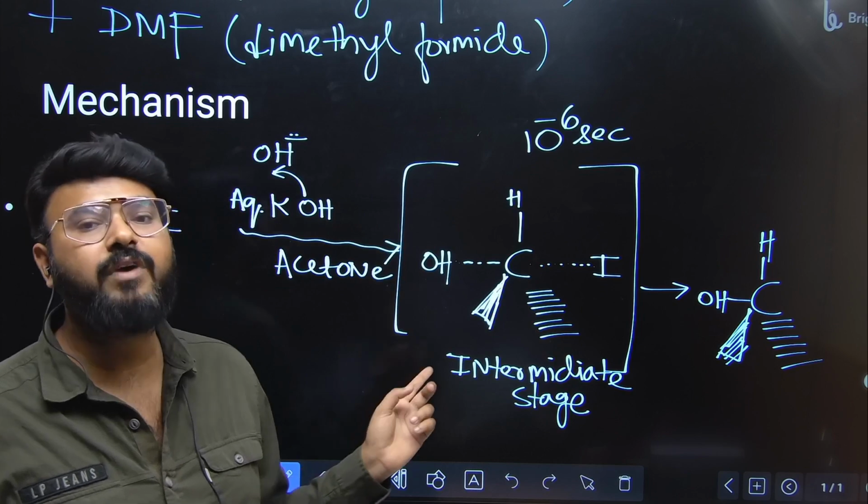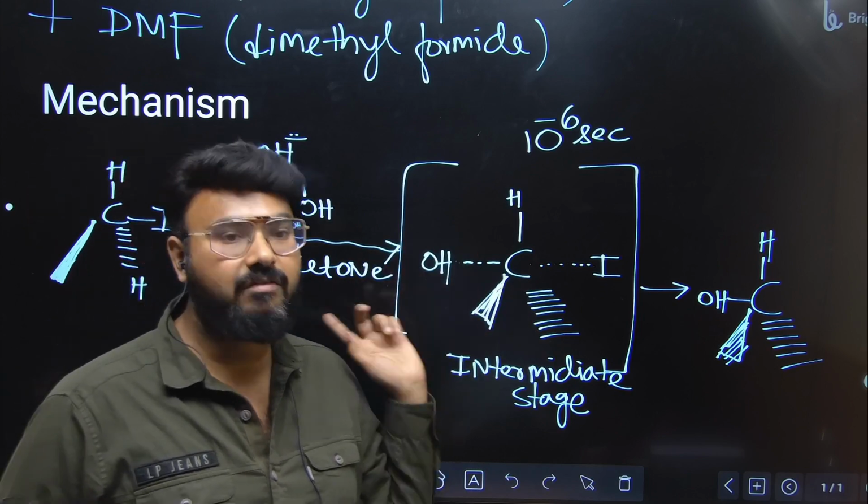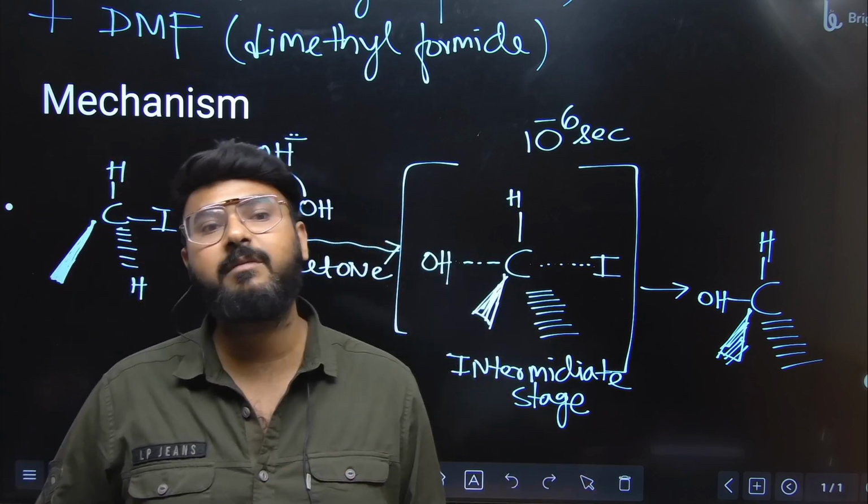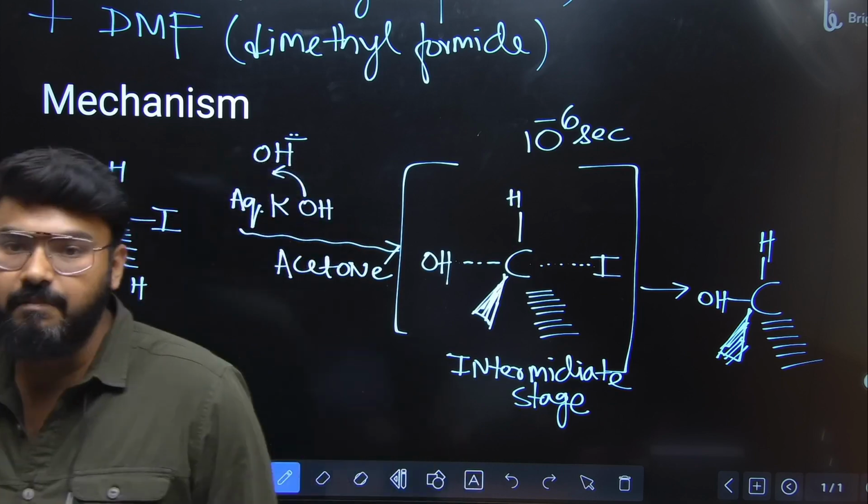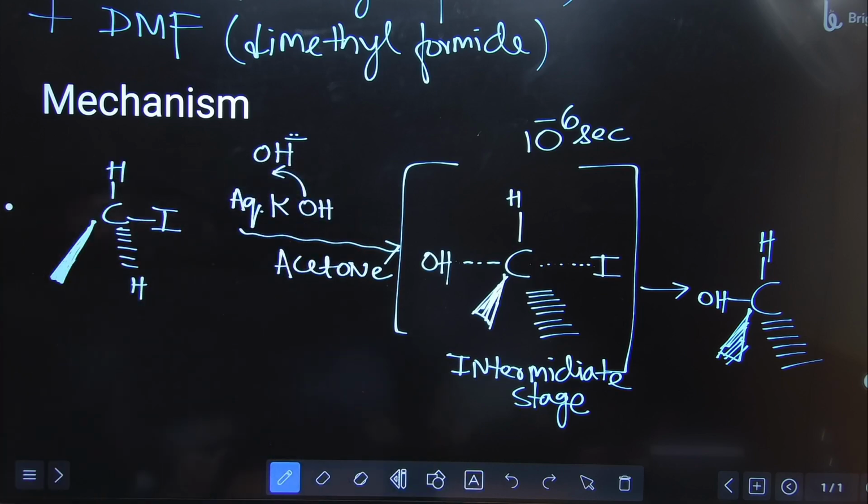So that old nucleophile will not allow the attack from the front because the nucleophile will have a strong repulsion. Is it clear? Okay. So now we'll do some questions.